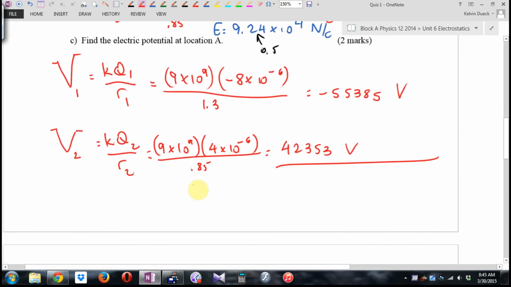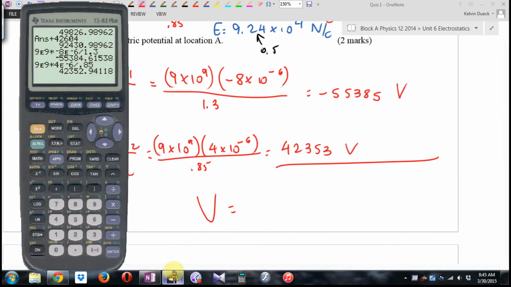Add them up. The voltage is going to be that plus negative 55,385. Looks like the voltage there is negative 13,000 volts.